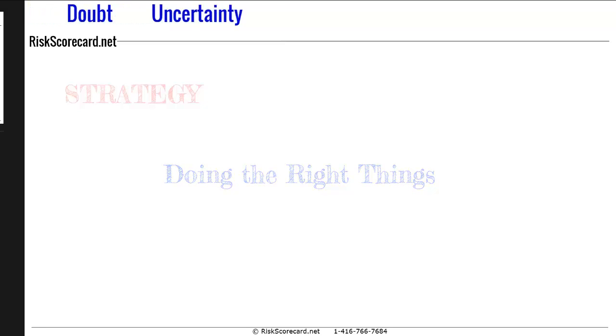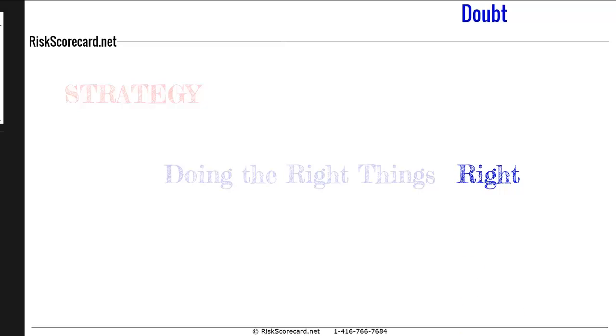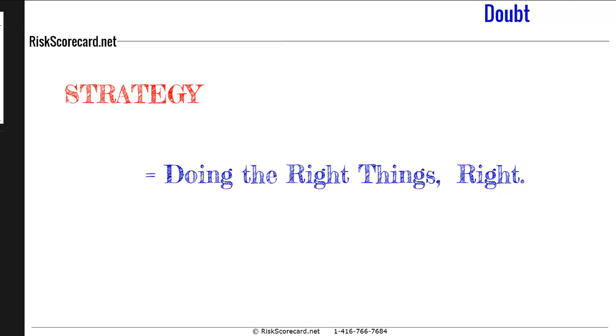Doubt. What is it that creates doubt in leadership's mind? It's, are we doing those right things the right way? How do we monitor and measure what's going on to ensure that the activities are occurring, not only the right ones, but occurring in the right way? So this concept of fear, uncertainty, and doubt is about strategy. And strategy equals doing the right things right.